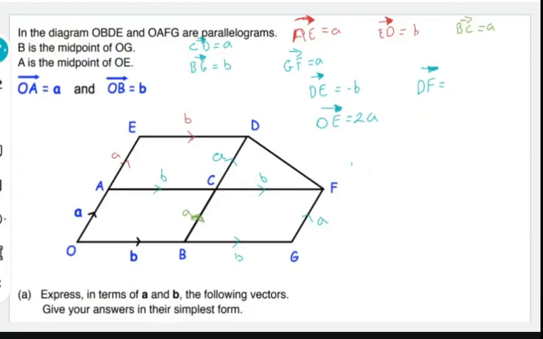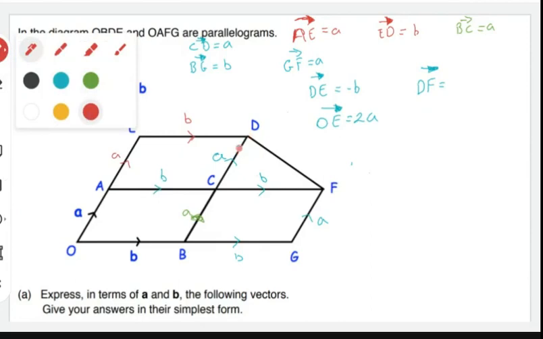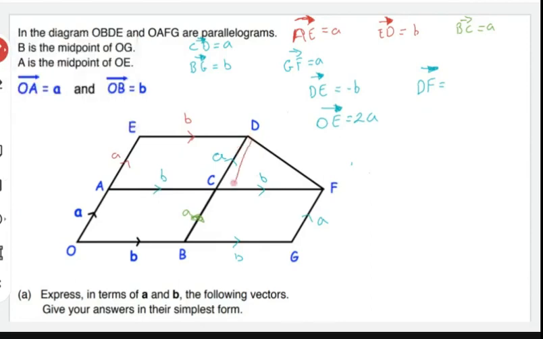a minus b. Nearly. It's actually minus a plus b, not minus a minus b. Because to go from D to C, you're going against the arrow for a, so it's minus a. And then to go from C to F, you're going with the arrow to b. So D to F is going to be minus a plus b. Another way you can write it is b minus a. It's the same thing. Does that make sense? Yeah.